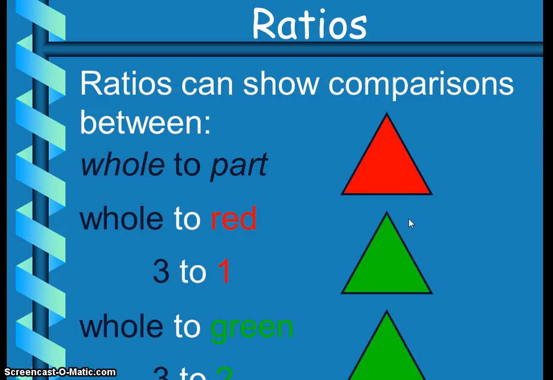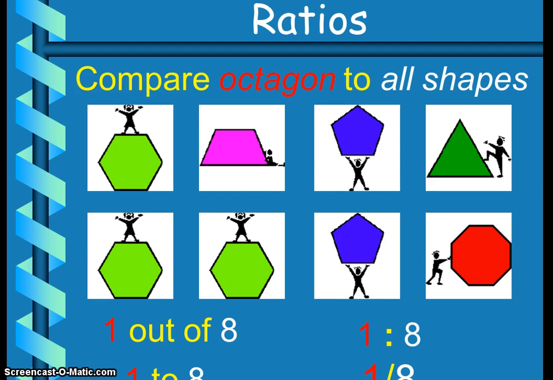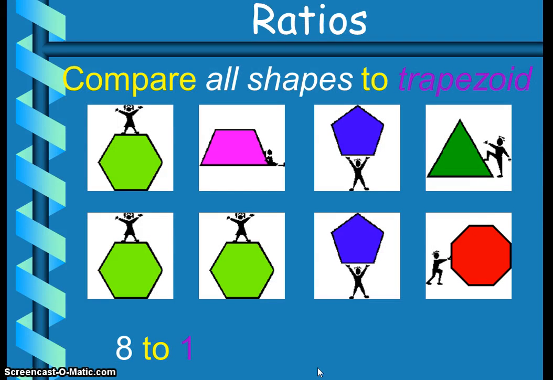And backwards, we could say whole to red. So the whole number of triangles is 3, and the total number of red triangles is 1. And the whole to green ratio is 3 triangles to 2 green triangles. If we were to compare octagon to all shapes, we would say, well, there's one octagon here. An octagon is an 8-sided figure. So 1 out of 8 gives us the total, or a 1 to 8 ratio. Compare all shapes to trapezoid. Well, it would be 8 to 1. There's one trapezoid here. And of course, we can write it the 3 different ways.